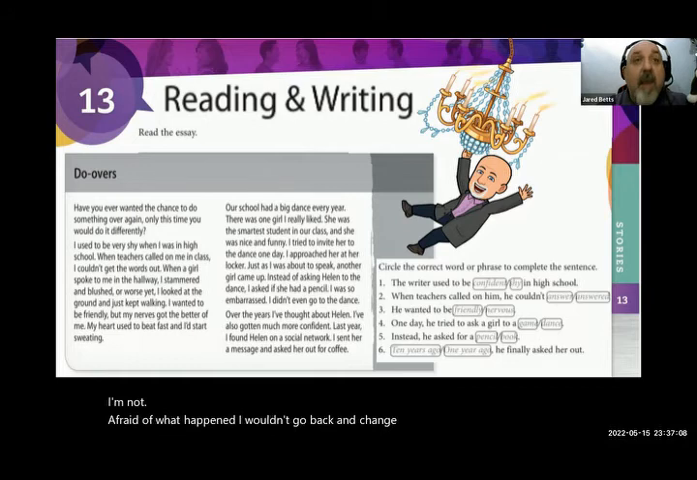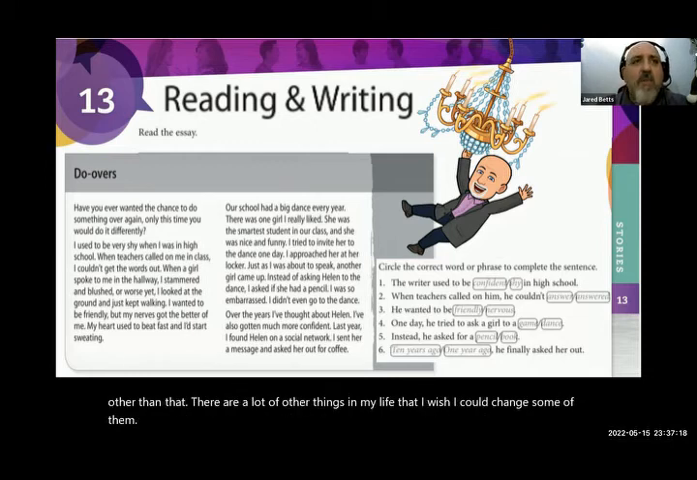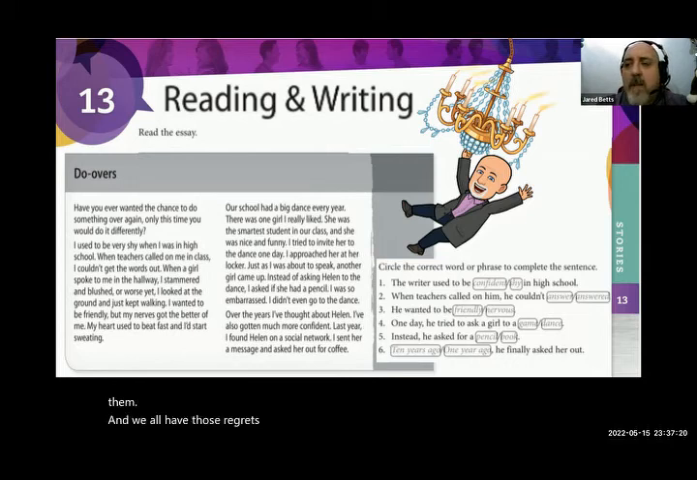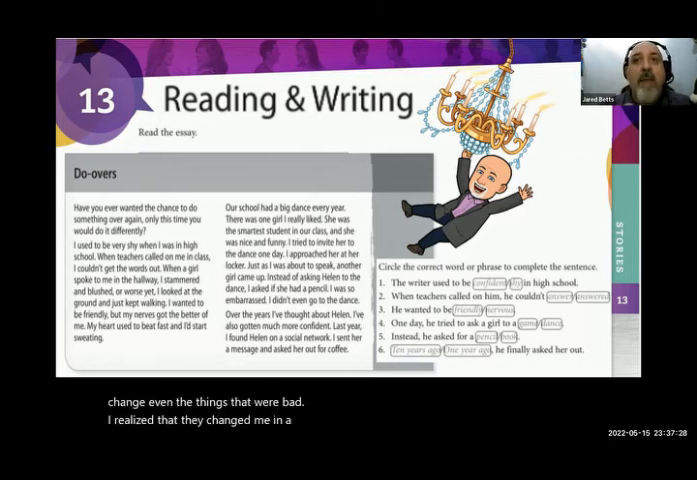There are a lot of other things in my life that I wish I could change. Some of them, and we all have those regrets, things we would like to change. Most of them I would never change. Even the things that were bad, I realized that they changed me in a way that made me who I am today. And I wouldn't change that.